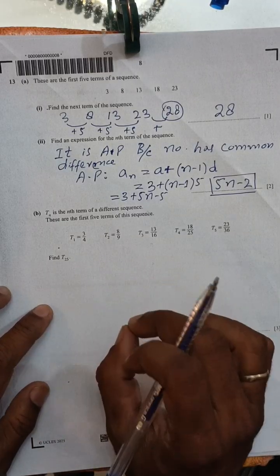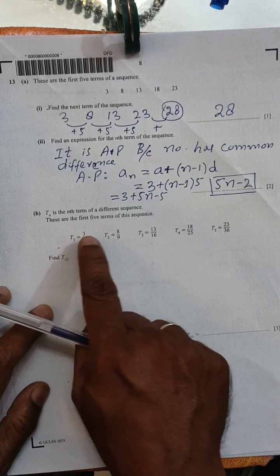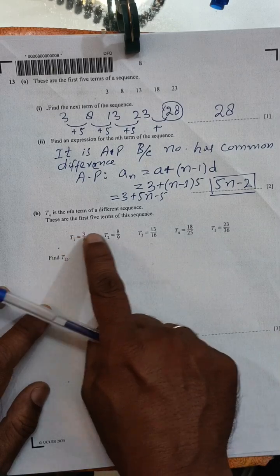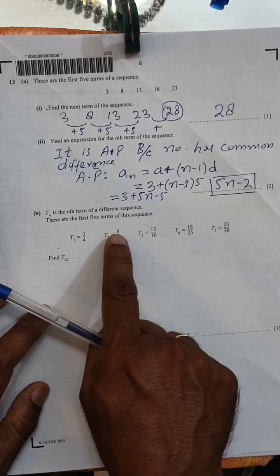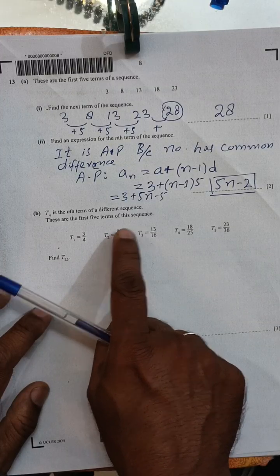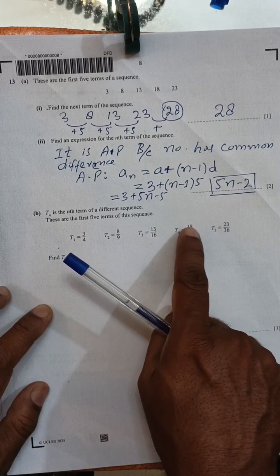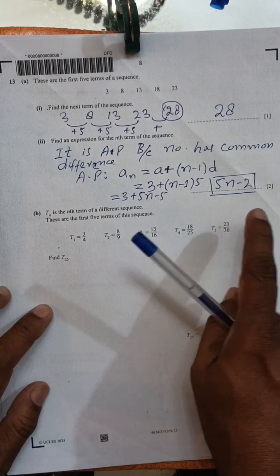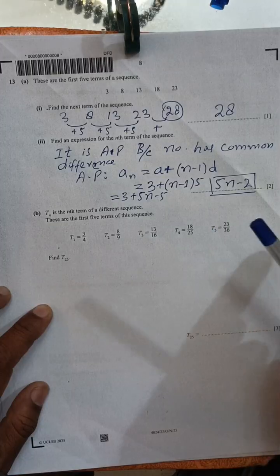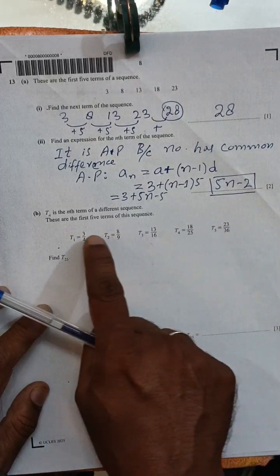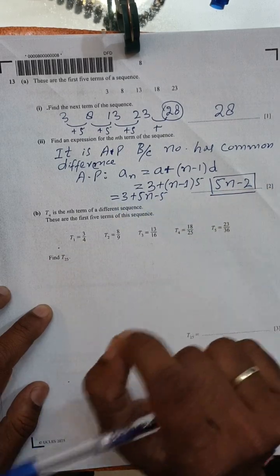Okay, first of all, look at the numerator. The numerator has a difference of 5, so it is an arithmetic progression. 3 plus 5 is 8, 8 plus 5 is 13, 13 plus 5 is 18, 18 plus 5 is 23, and again the next number will be 23 plus 5, which is 28. So the numerator for the nth term will be what? 5n minus 2. You got my point? Because it is an arithmetic progression.